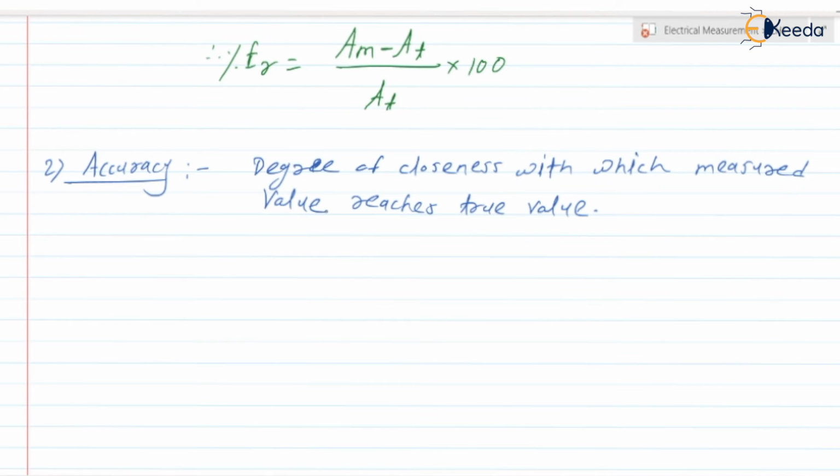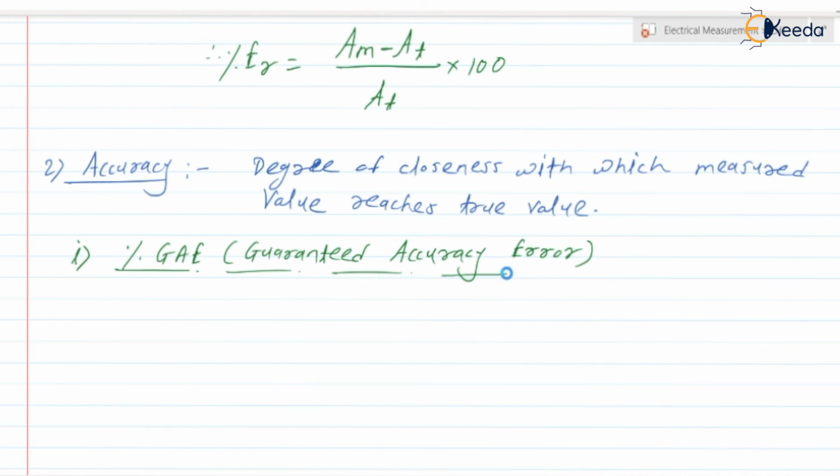Now, accuracy is generally represented in two ways. The first is guaranteed accuracy error, that is percent GAE. GAE stands for guaranteed accuracy error. So what is the guaranteed accuracy error? When the accuracy is mentioned in terms of error, it is called the guaranteed accuracy error.